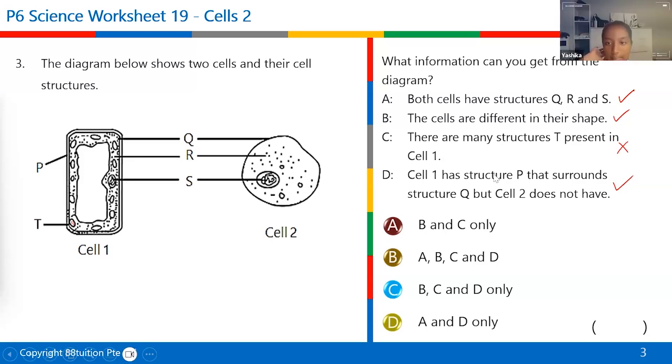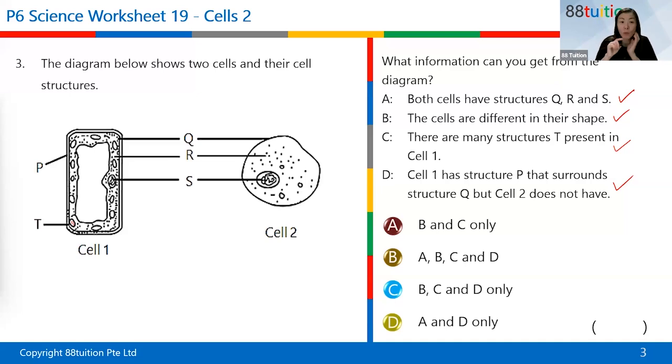C is correct because T points to chloroplast, and there are many chloroplasts in cell 1. How come I put a cross? Nobody noticed. You see, Priya, you even told me you chose anyhow because you didn't have that option there. Very good, Brian, you noticed you didn't highlight to me. When I put a cross there, I was wondering why nobody pointed it out to me. Actually, I chose B. You chose B, not because there's no answer there.